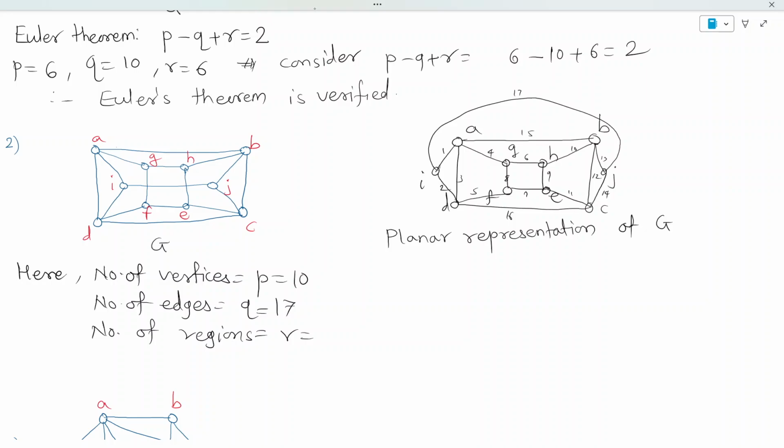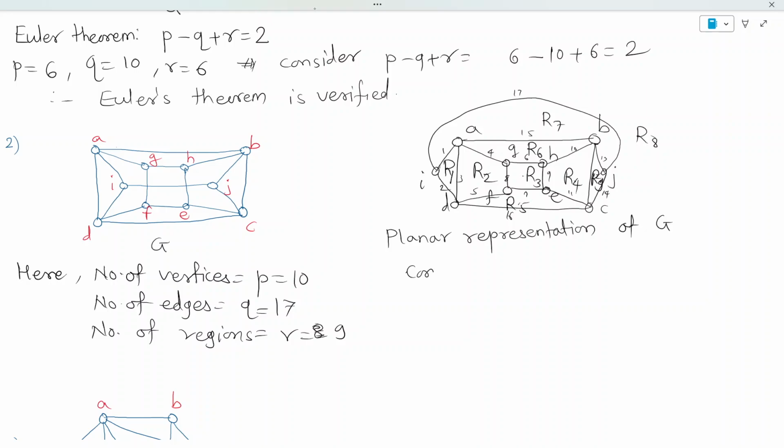Number of regions. So I am counting the number of regions. This is R1, R2, R3, R4, R5, R6 and R7, and this is the infinite region R8. So there are 8 regions. So let us count regions again. R1, R2, R3, R4, R5, R6, R8 and this is R9. I forgot to count this region. So number of regions is equal to 9.